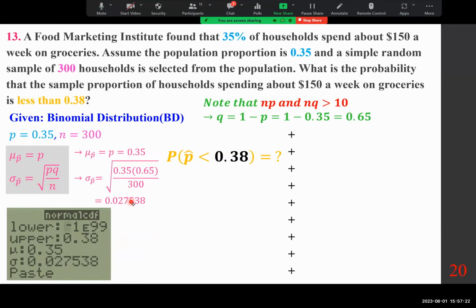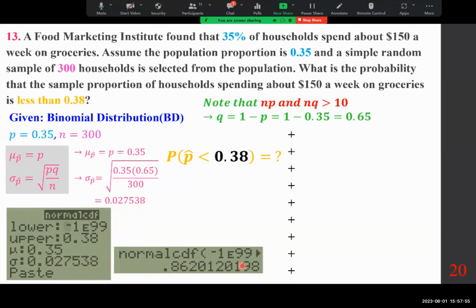Now, if you want to go with the technology, I'm going to show you the z-score in a moment. If you want to go with the technology, the normal CDF: the lower is minus 1E99, which means a very small number, and the upper is 0.38. You can even use 0 here because you're talking about a proportion. It doesn't recognize that you're talking about a proportion because it's normal CDF. Mu is 0.35. Sigma is this number, 0.027538. And it gives you this answer. I want you to hold on to this answer for now.